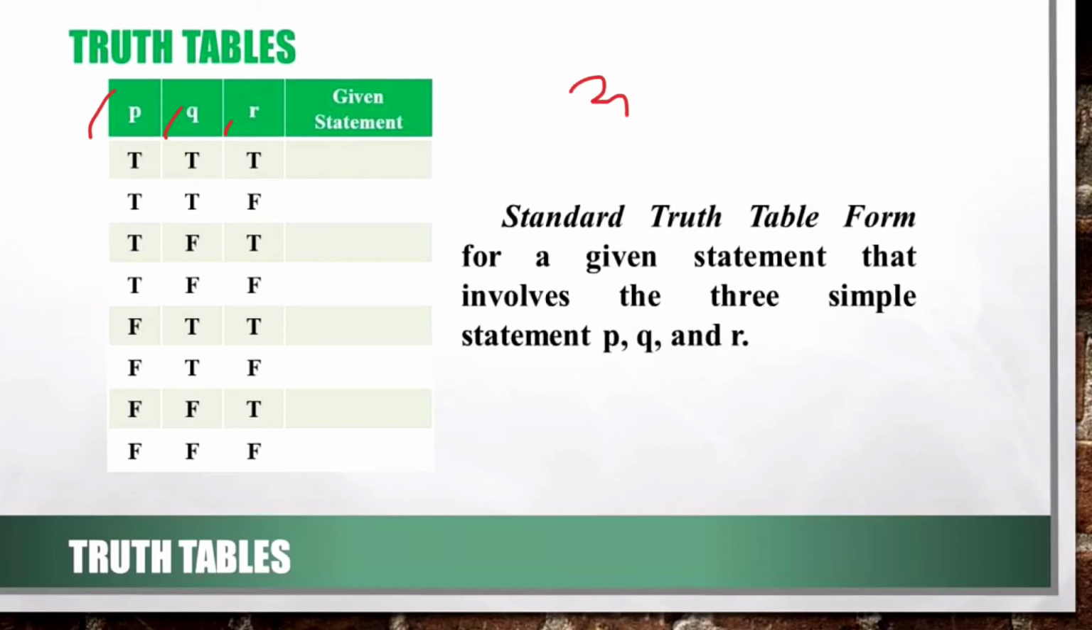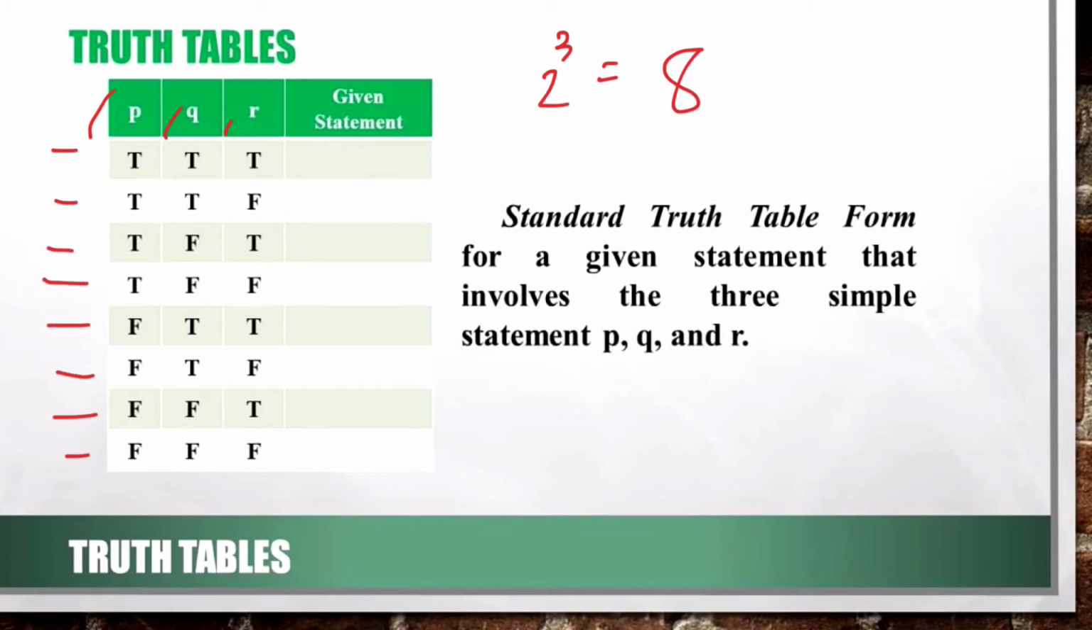We have 2 raised to 3. Bakit 2 raised to 3? Kasi yung statement natin ay 3 variables. So, 2 raised to 3 is 8. Bilangin natin, 1, 2, 3, 4, 5, 6, 7, 8.